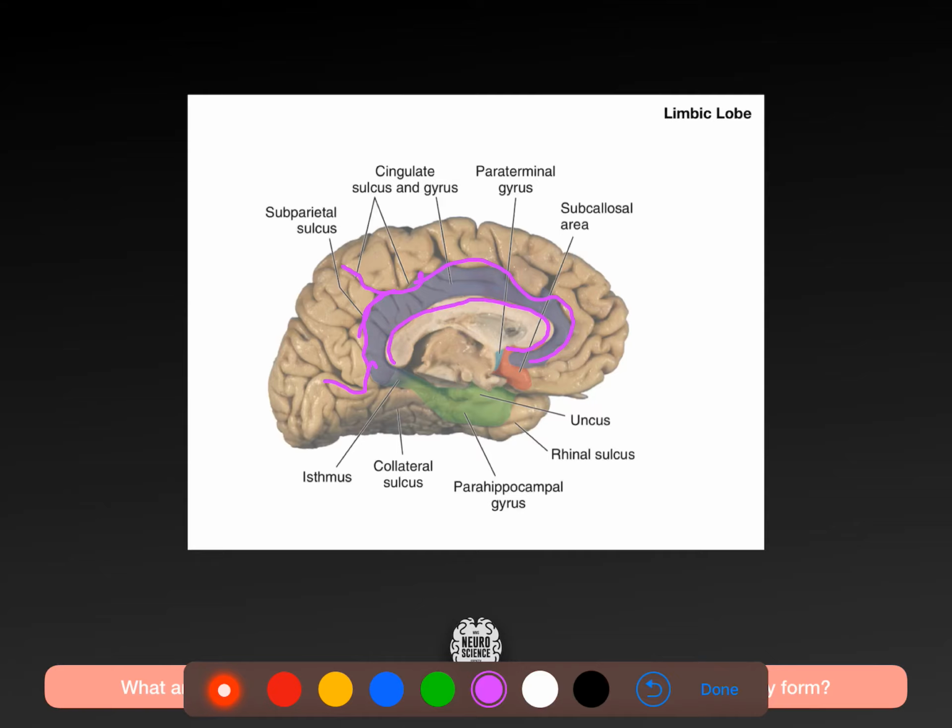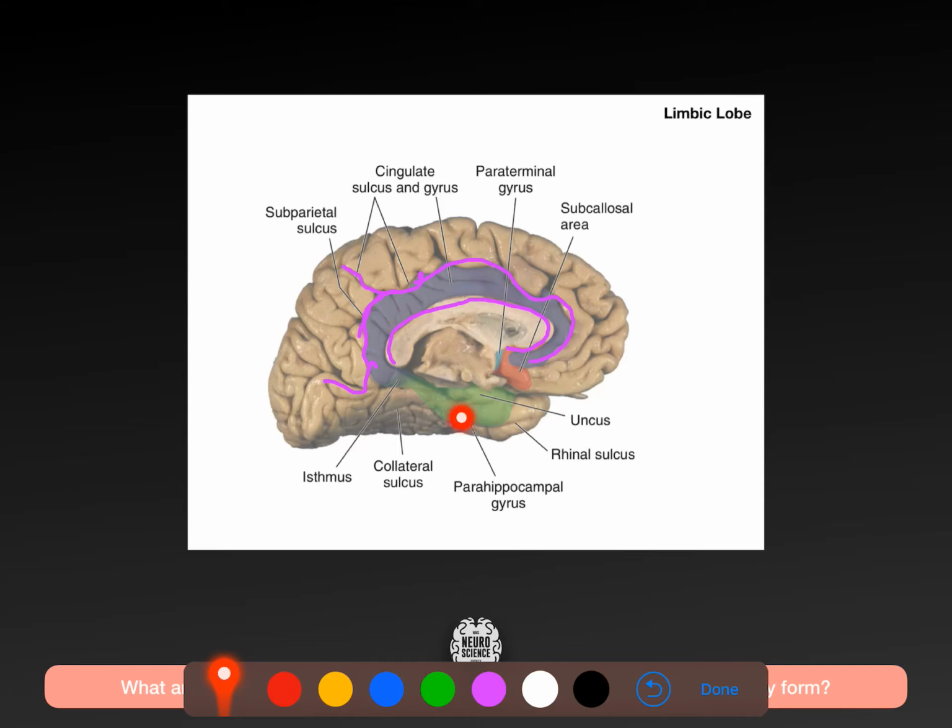Well, here's our cingulate gyrus, and the anterior cingulate cortex is particularly important in pain modulation. We have this region here called the subcallosal area, which is heavily implicated in depression. We then have the uncus, which is where the amygdala hides, underneath there. If you peeled away the uncus, you'd find the little amygdala.